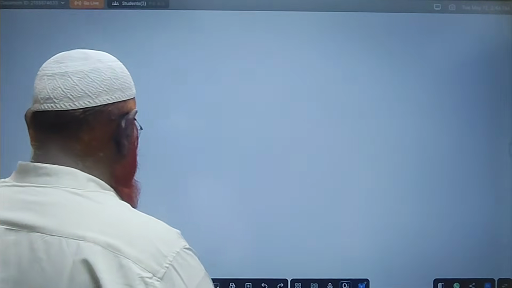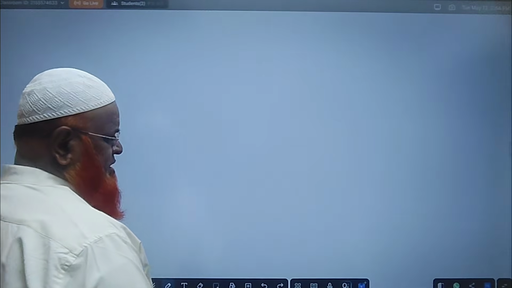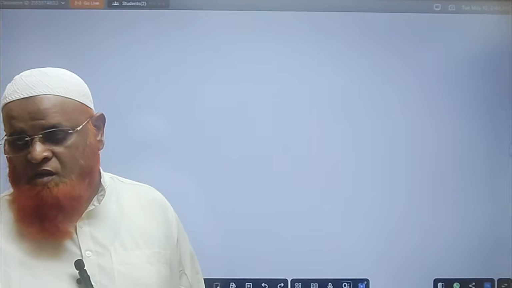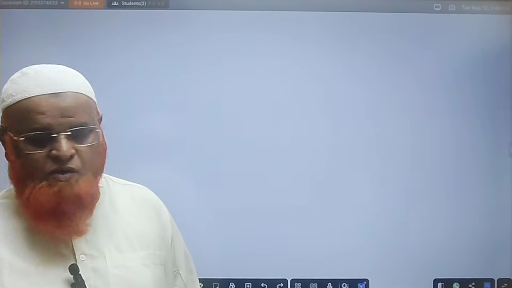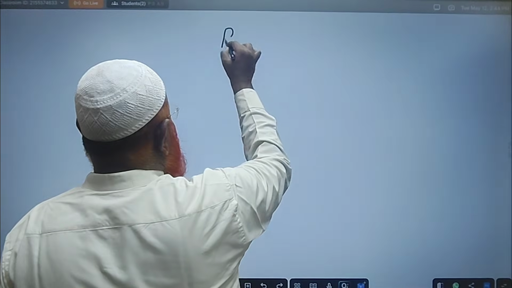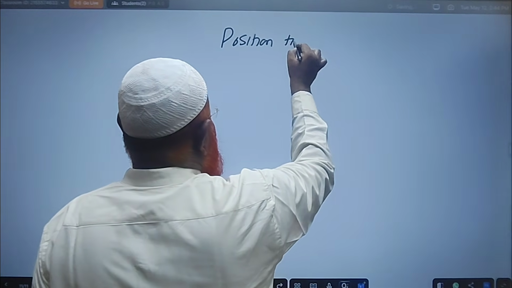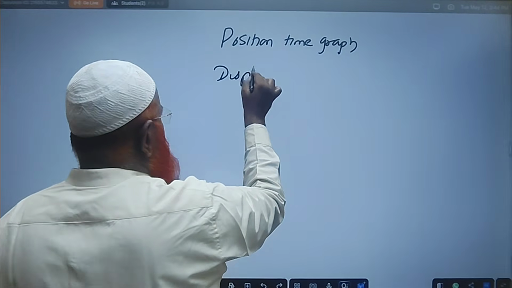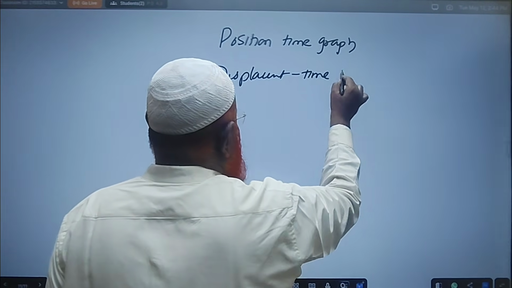So graphs, you want in kinematics. Okay, so graphs, I think you learned how to derive equations of motion in kinematics, but you should know which graph represents what, isn't it? Okay. So first of all, we shall discuss the meaning of the position time graph. Or this is also called the displacement time graph.